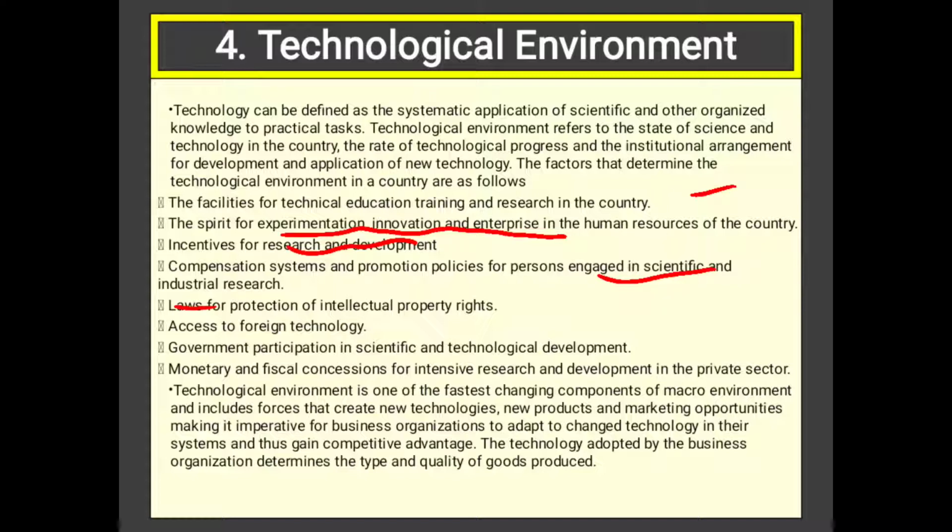So the technological environment is one of the fastest changing components of the macro environment, we are aware of that, and includes forces that create new technologies, new products, and marketing opportunities. It makes it imperative for business organizations to adapt to changed technology in their systems and thus gain competitive advantage. The technology adopted by the business organization determines the type and quality of goods produced. Technology is a very important aspect, and it is highly changing. Today one technology, tomorrow something new comes, and that has a high influence on your marketing strategy. Technological factors are one part of the macro environment. Any change in technology, tomorrow it has an effect on your business.